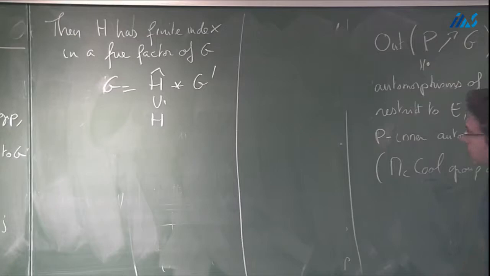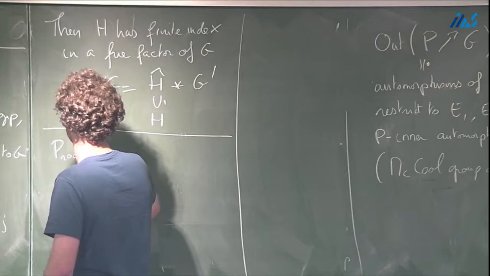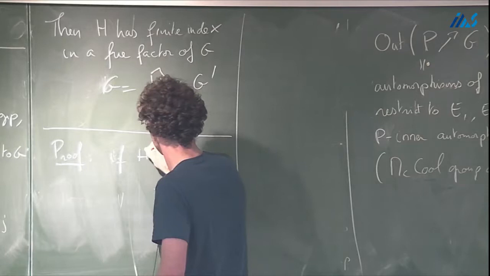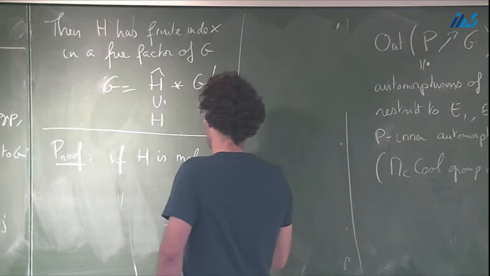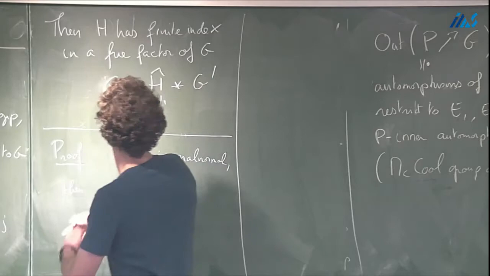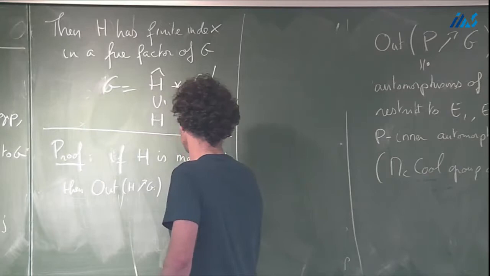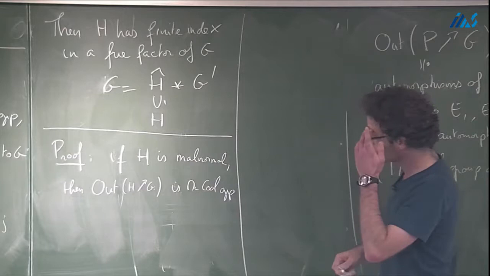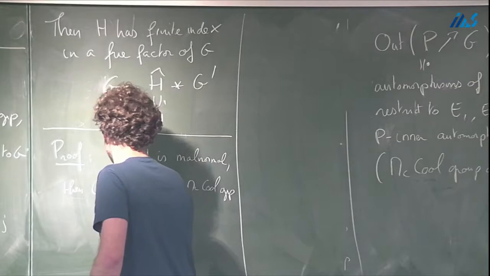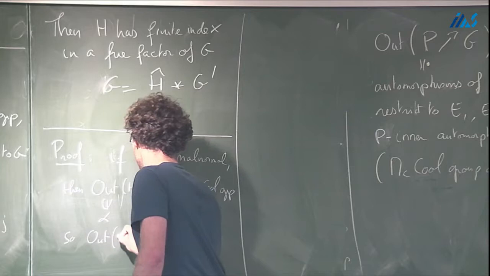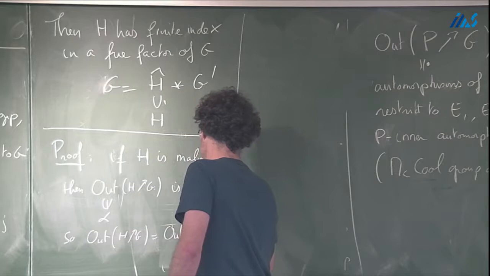So here's the proof. Assume first that H is malnormal. The group that extends is a McCall group. But alpha is here, and it fixes nobody. So it has to be everything. So here that's up to finite index.